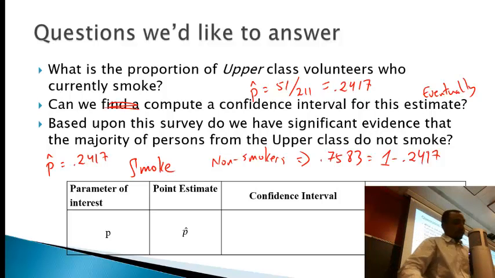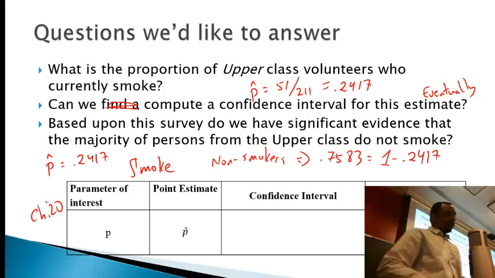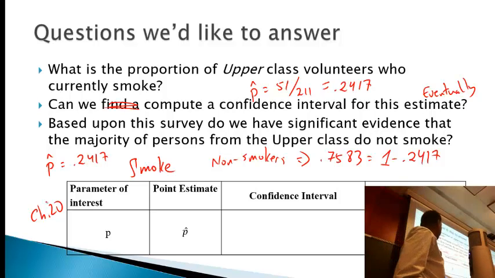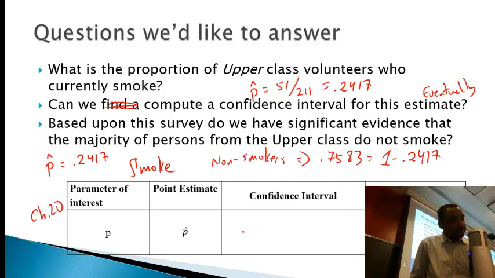So for chapter 20, we are going to try to find information out about P, the true proportion. We're going to use our p hat to get us started. And then we're going to create some confidence intervals and some test statistics. And you can bet your bottom dollar that there's going to be some kind of p hat plus or minus something, right?